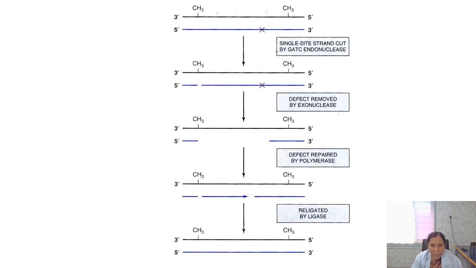Here, the defect is removed by an exonuclease. Next, the defect is repaired by polymerase in this step. And here is ligation by ligase. Finally, the repair.